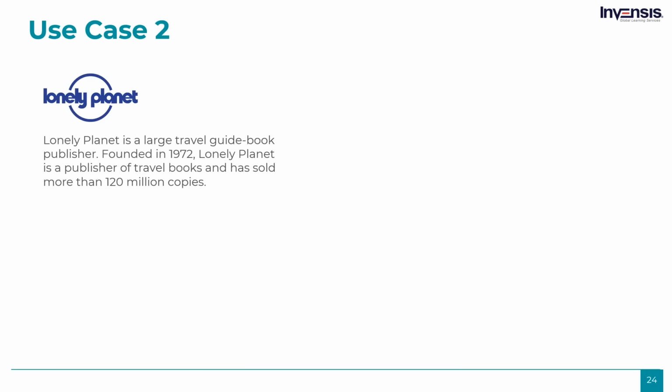Lonely Planet. Lonely Planet is a large travel guide book publisher. Founded in 1972, Lonely Planet is a publisher of travel books and has sold more than 120 million copies. Its popular travel app has more than 10 million downloads. The Lonely Planet legal team plays a vital role in the organization.